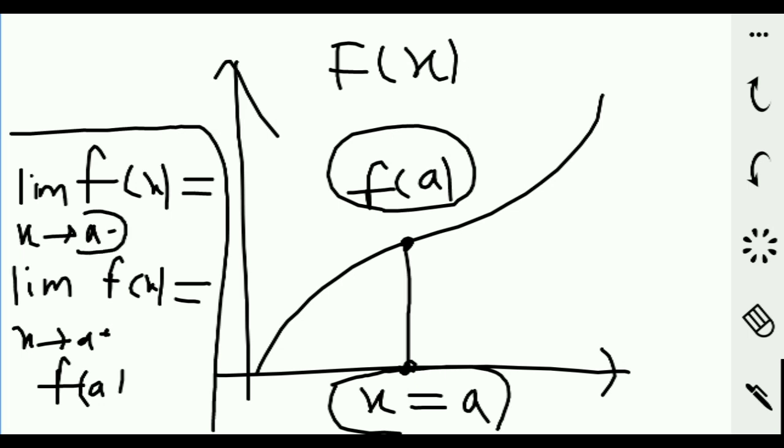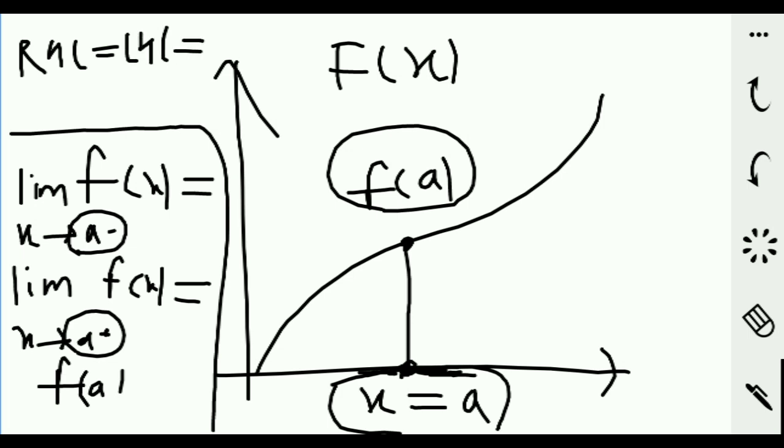X tending to a negative means the values that are a little bit lesser than a, and a positive means values that are a little bit greater than a. Values a little bit smaller than a are reaching towards a, and values a little bit greater than a are reaching towards a from the right hand side. So the right hand limit and left hand limit should be equal, and these limits should be equal to f of a. Then we can say that the function is continuous at the point x is equal to a.